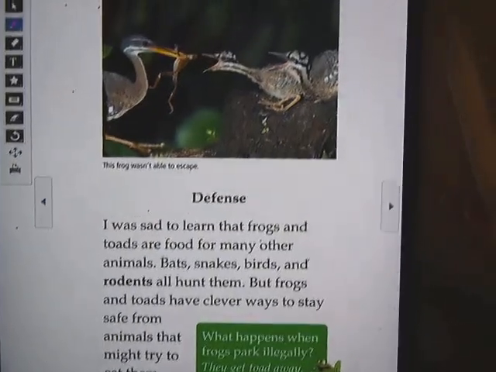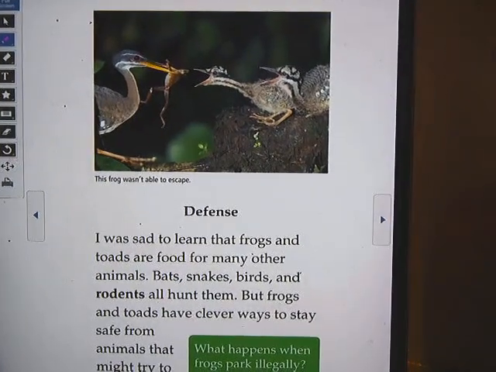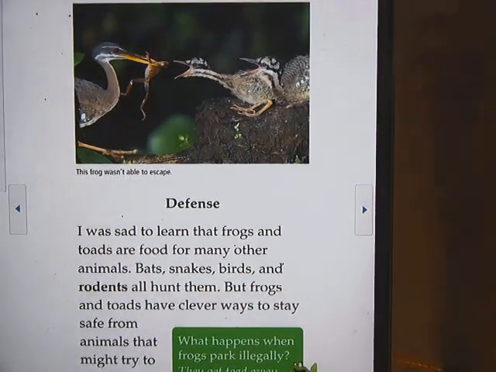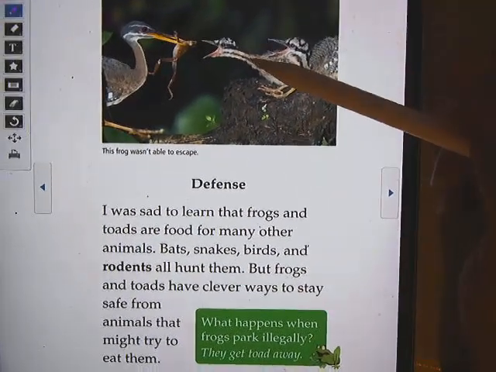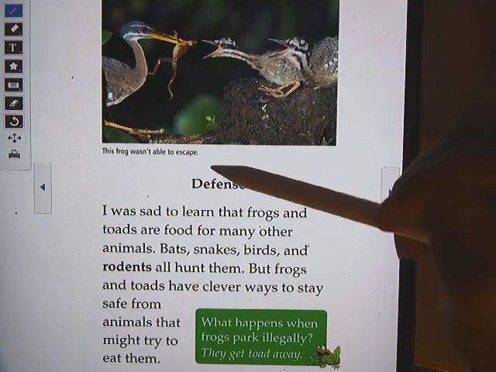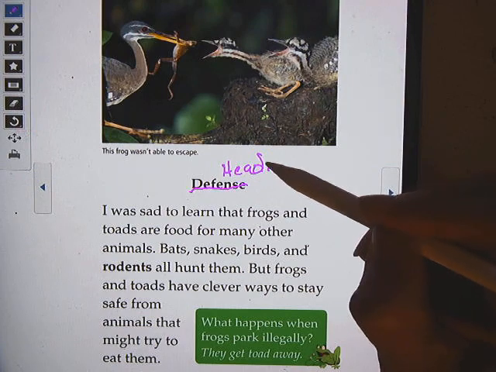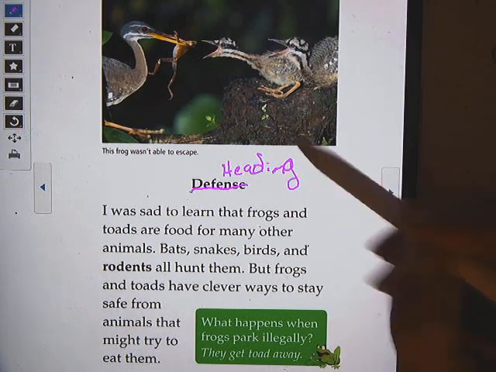Defense. All right, we talked about the word defense. What we compared it to was sports, and we said that when we're on a team and we don't want the other team to score, we're going to play defense. So let's see what this type of defense is. Remember, this is called a heading. And let's read about this heading.